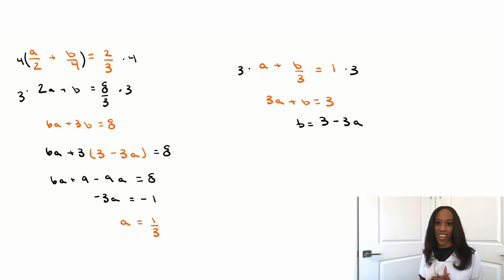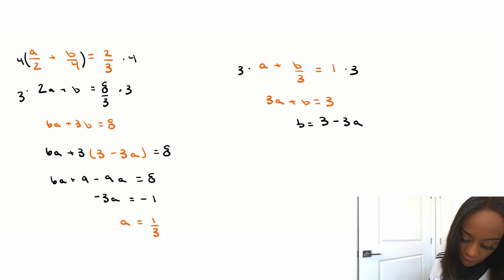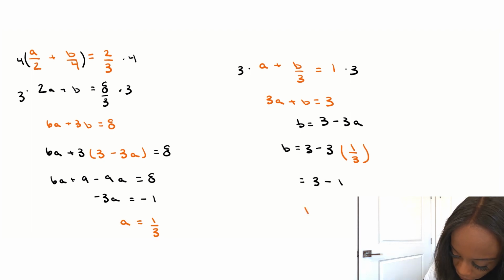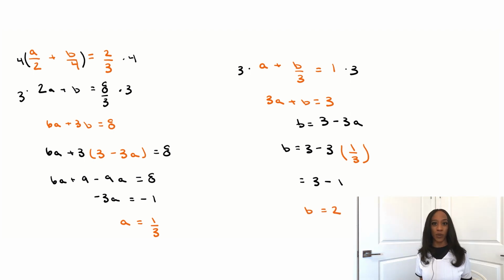Okay, so we've got a, now let's solve for b. Here it says b equals 3 minus 3a. That is b equals 3 minus 3 times 1 over 3. Simplifying, we get 3 minus 1. And then we see that b equals 2. And there you have it. We were able to solve for unknown variables given a density function and an expected value.